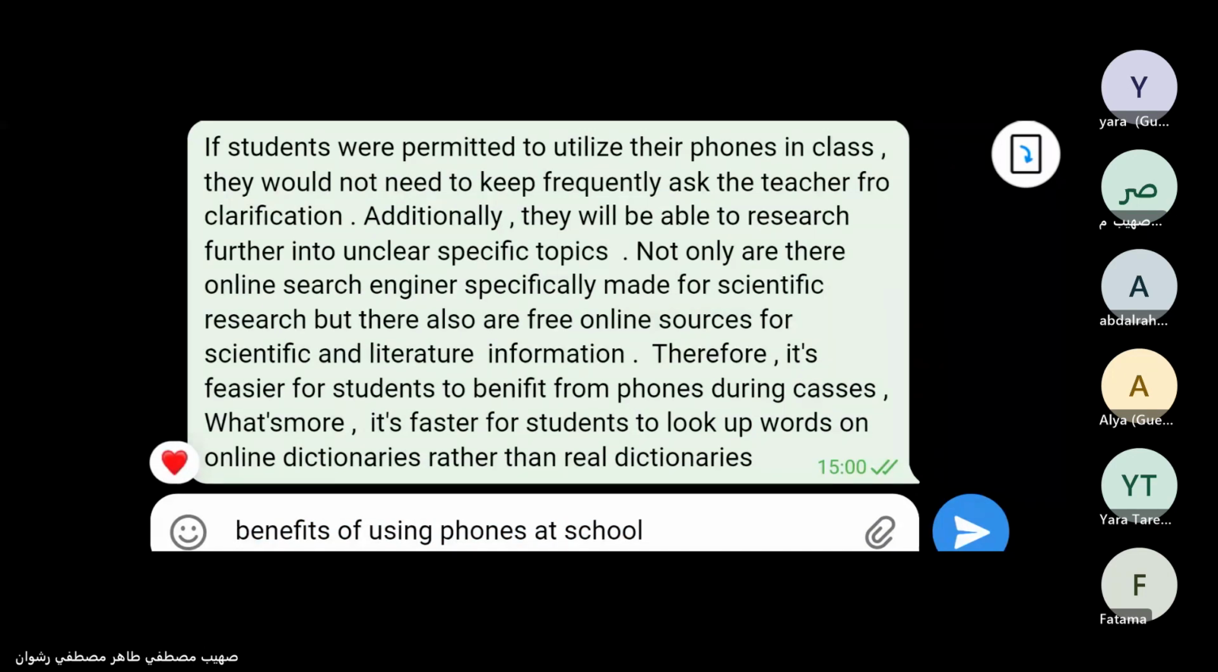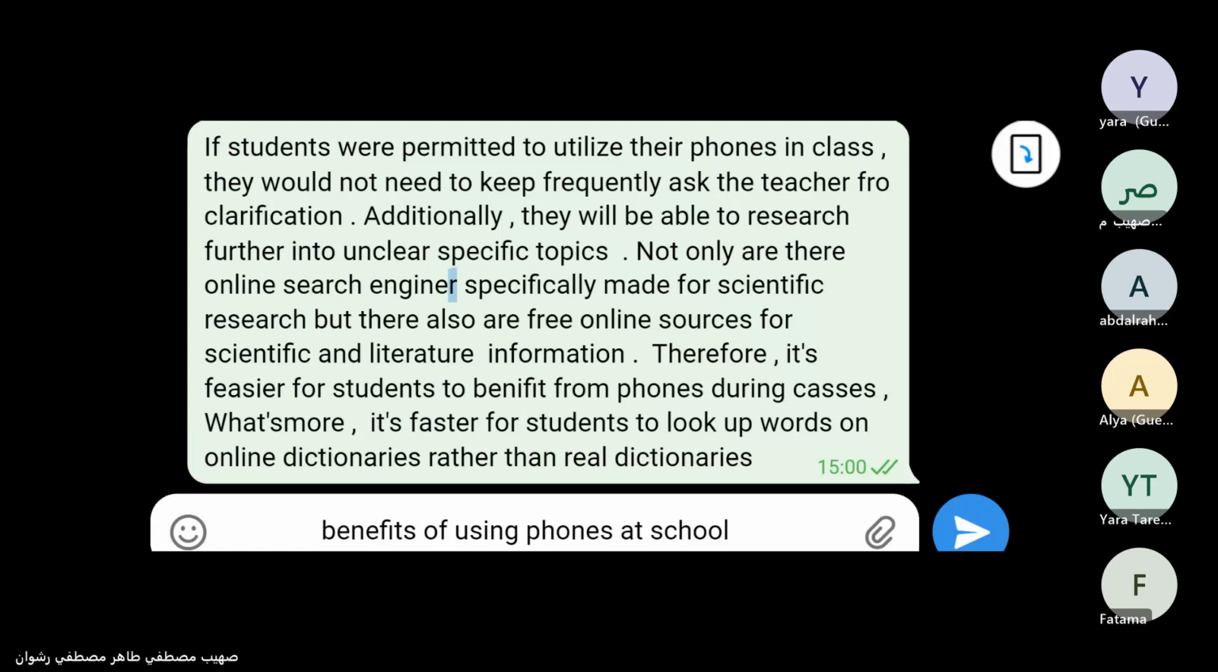Okay. If students were permitted to utilize their phones in school, in class, they would utilize their phones in class. They would not need to frequently ask the teacher for clarification. Okay, go ahead. Additionally, they will be able to research further into unclear specific topics. Not only are there online search engines, no, this is engines, it's a typo. Specifically made for scientific research, but there also are free online sources for scientific and literature information.